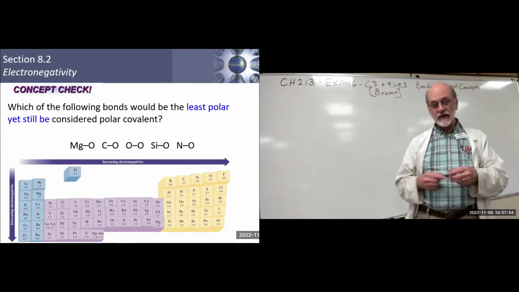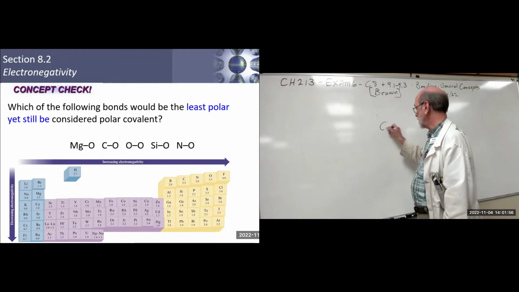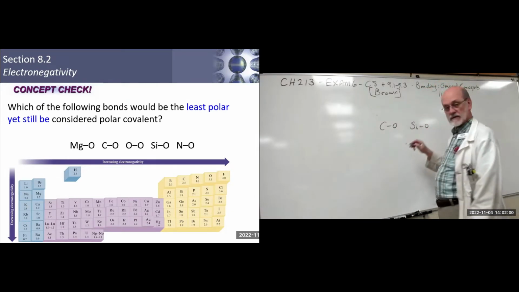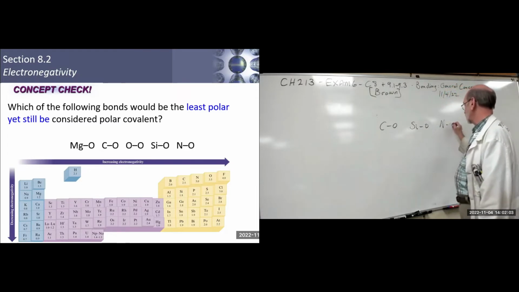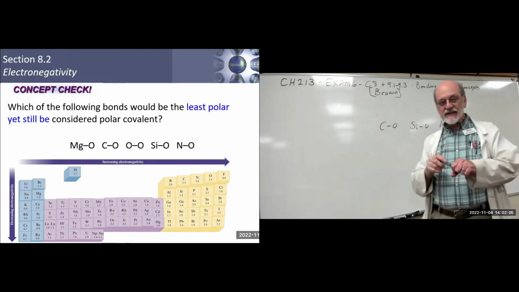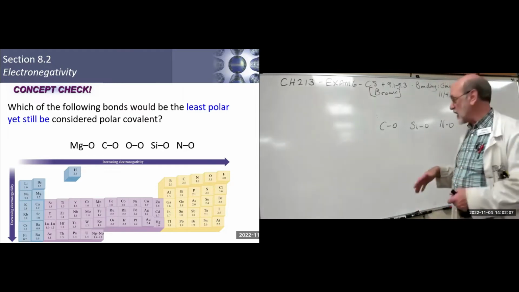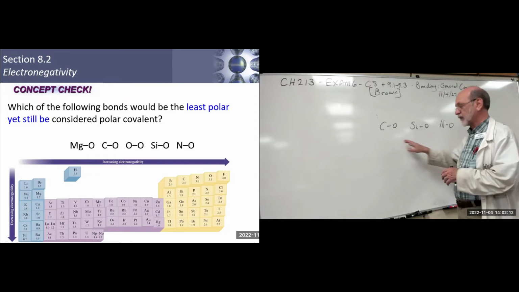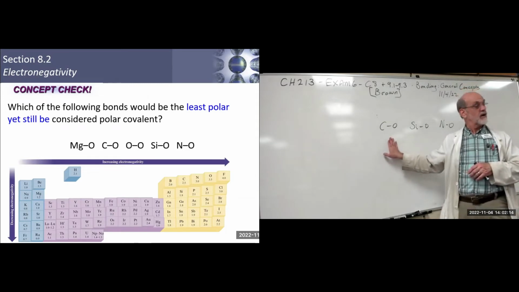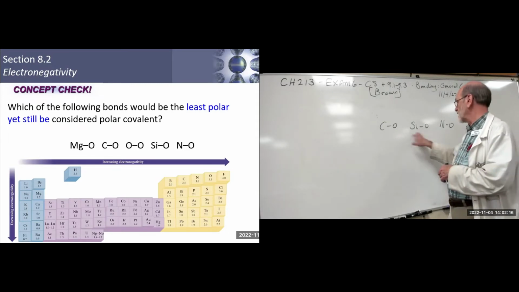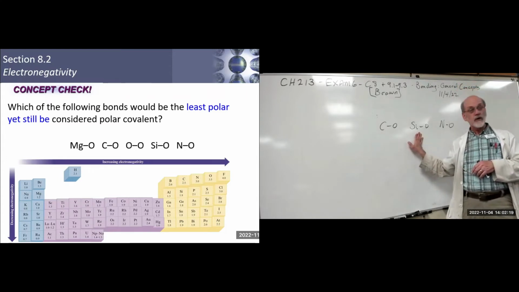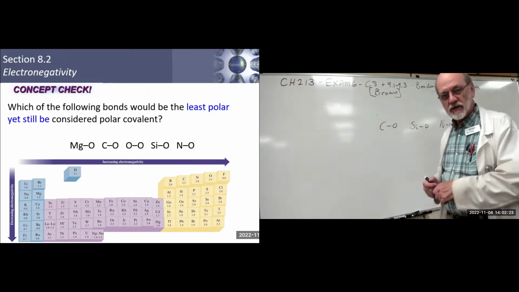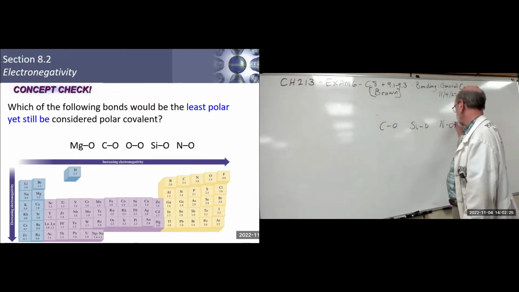So what do we have left? We have CO, we have silicon and oxygen, and we have nitrogen and oxygen. Right? So the least polar is the one where you have the elements closest to one another on the periodic table. Carbon and oxygen have an element in between them. Silicon and oxygen are further apart. Nitrogen and oxygen are right next door. So this one should be the least polar.